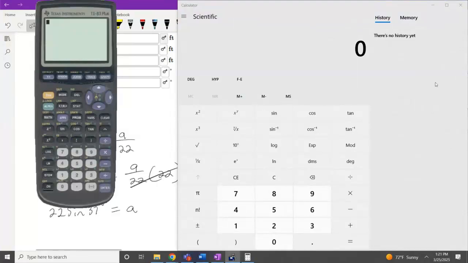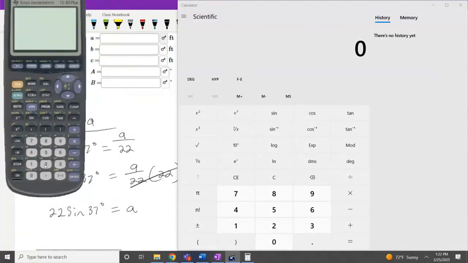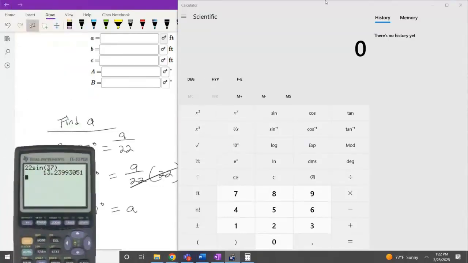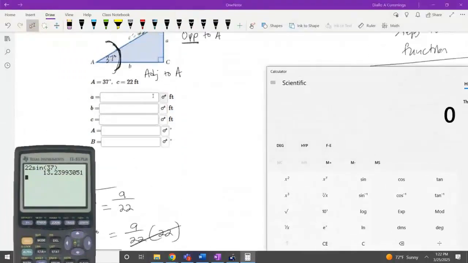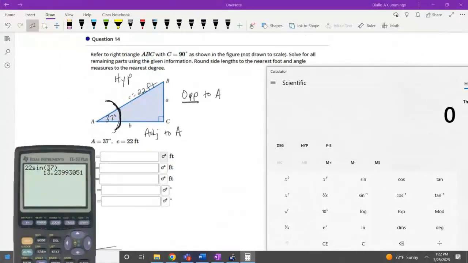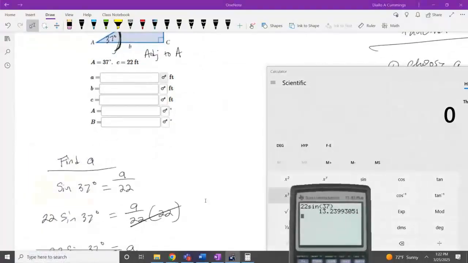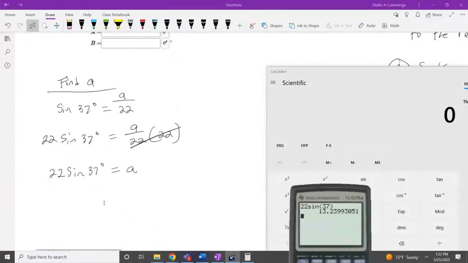Now, it's kind of goofy how you use this calculator in Windows. But on the TI-83, I can just put it in as 22 times the sine of 37 degrees, and it gives us 13.23, but we're asked to round to the nearest foot. So that would be 13. So 13 equals A.